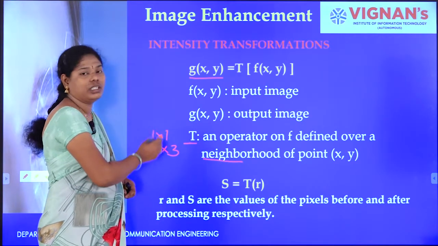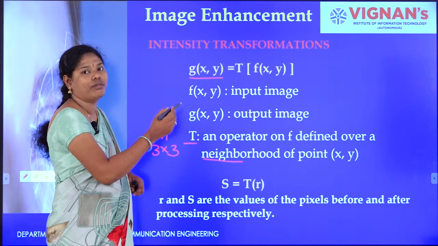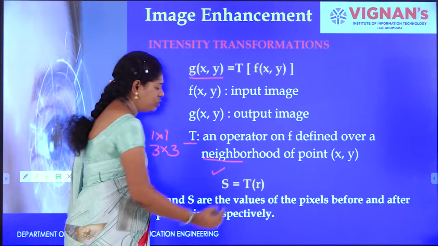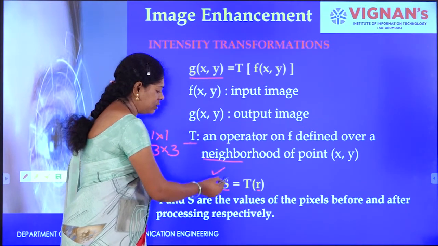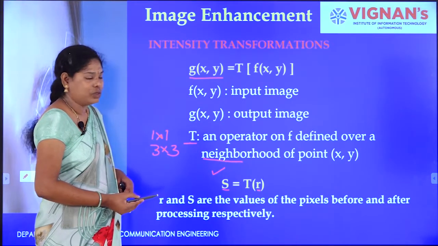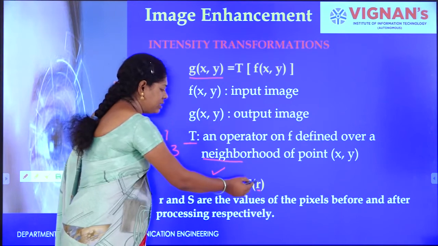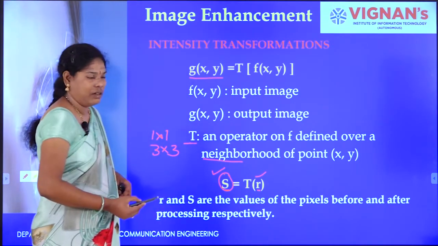For simplicity, the same function g of x, y is equal to T of f of x, y is represented with s is equal to T of r, where r and s are the pixel values before and after processing. That is, r is the input pixel and s is the output pixel value.